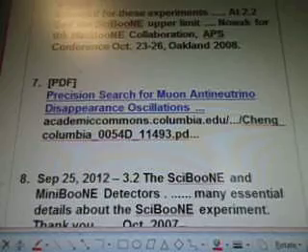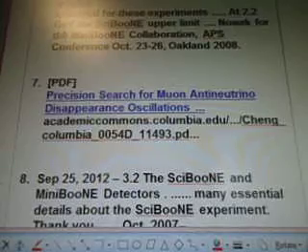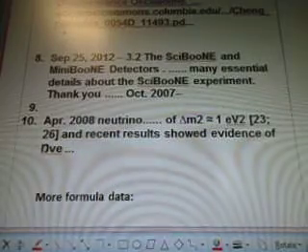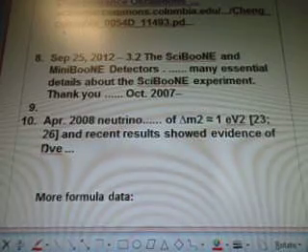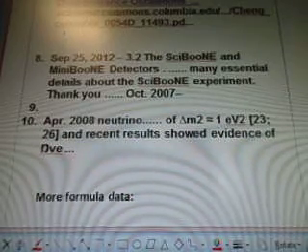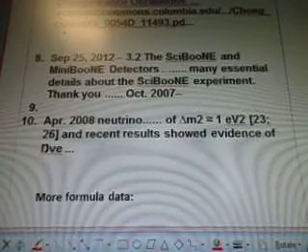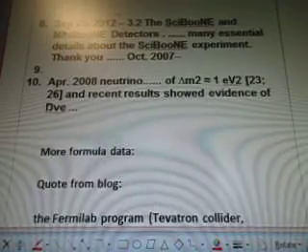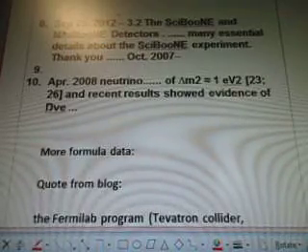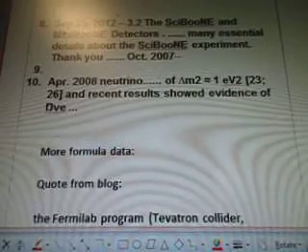This PDF file, persistent search for muon antineutrino disappearance oscillations, academiccommons.columbia.edu. You want to look at their data. September 25th, 2012, the SciBooNE and MiniBooNE detectors, many essential details about the SciBooNE experiment, October 2007. So we do have one that's 2007. Then April 2008, neutrino. And then it's got a calculation there.